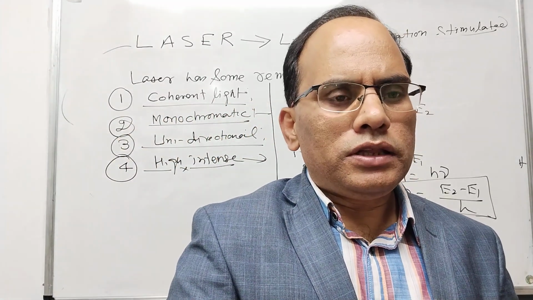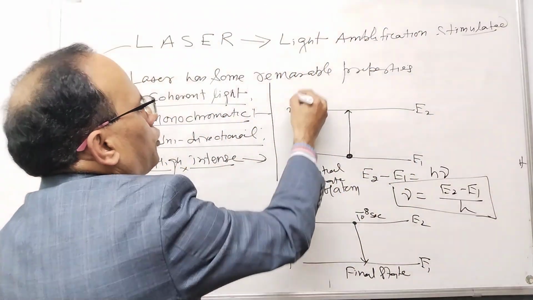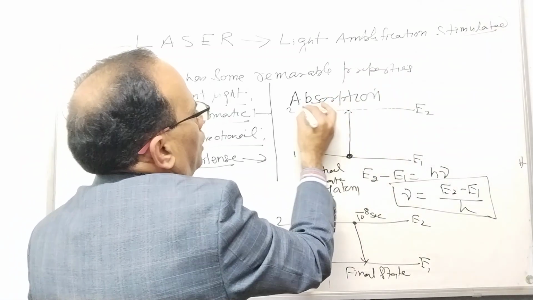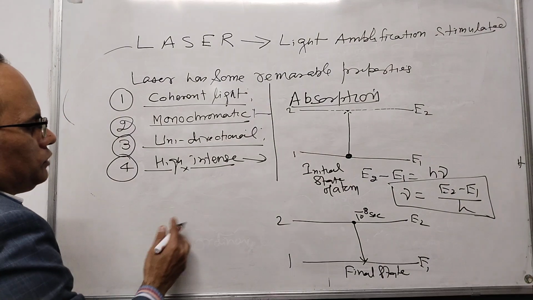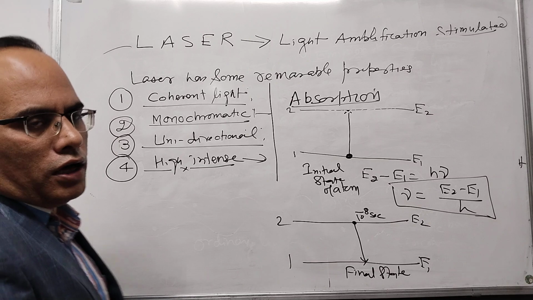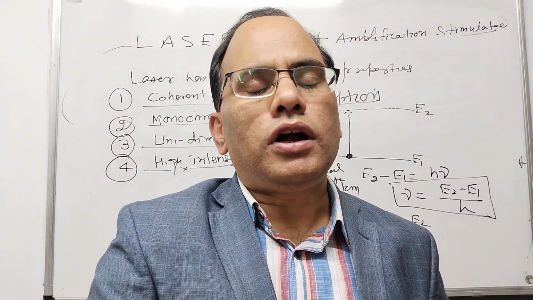So in this way, the first process is called absorption, and the second is called spontaneous emission. These two terms were given by Albert Einstein, and on the basis of these terms, laser started.